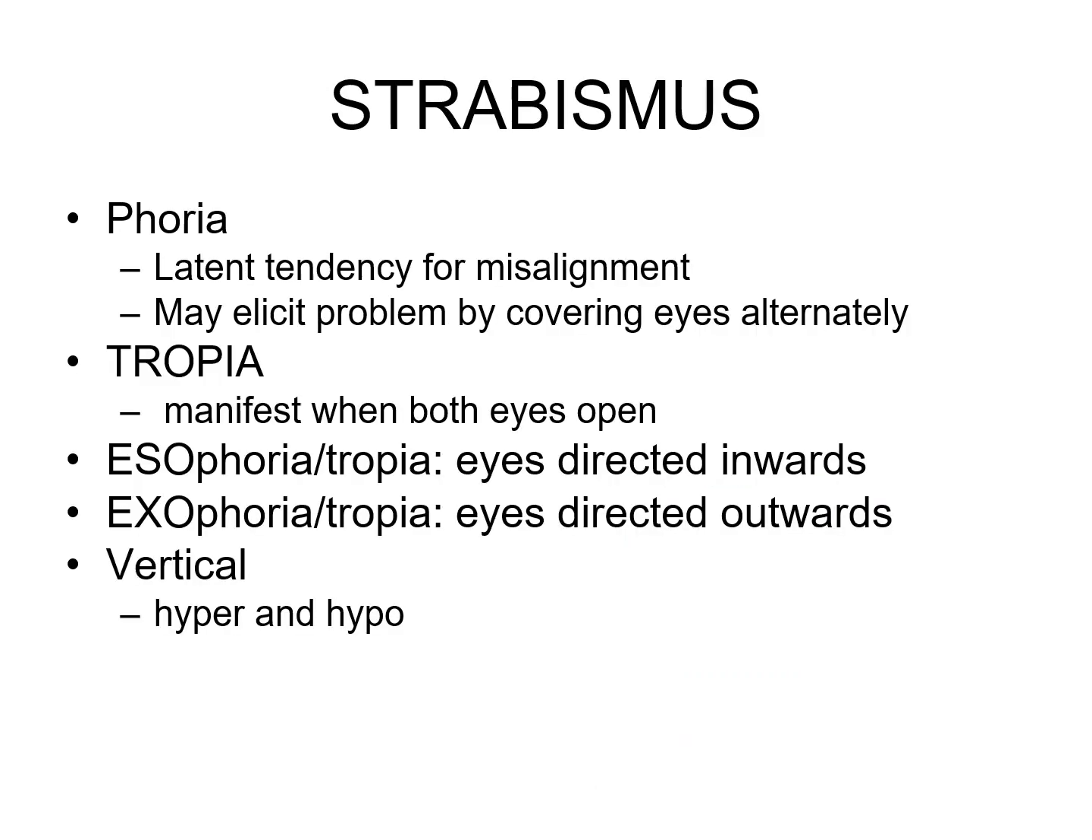Lastly, patients come to the OPD due to the presence of strabismus or the misalignment of the eyes. This may or may not produce diplopia. Patients with strabismus may have esophoria or esotropia, which means that the eye is directed inwards, exophoria or exotropia, in which the eye is directed outwards. Vertical strabismus include hyper and hypotropias.